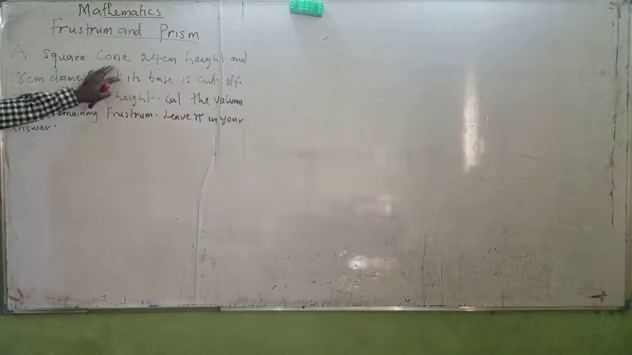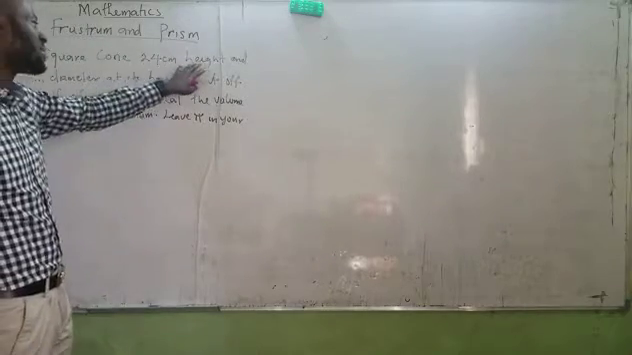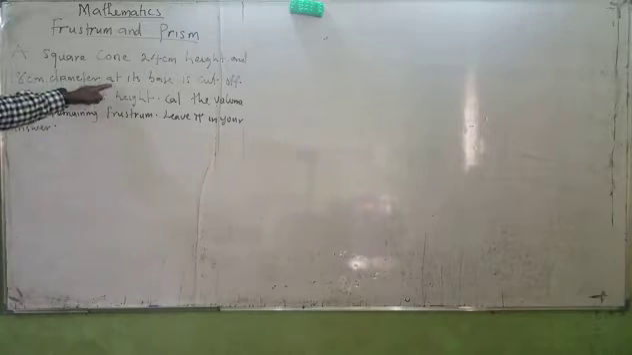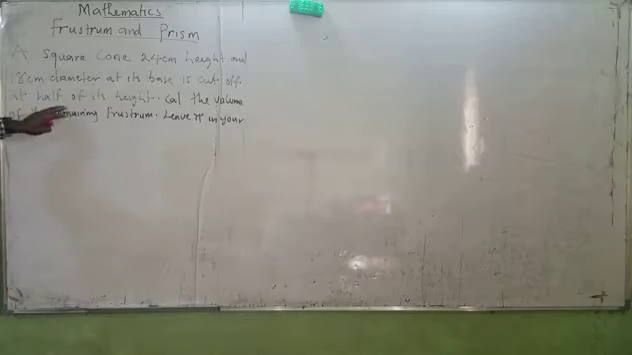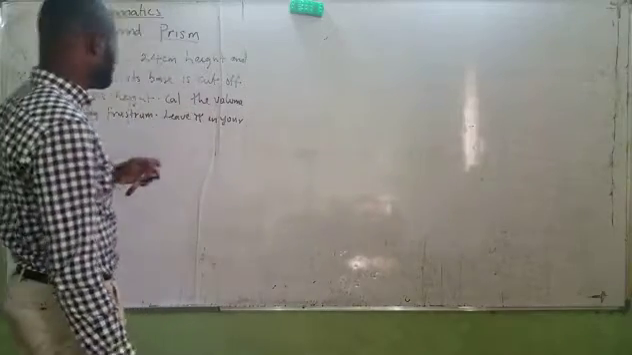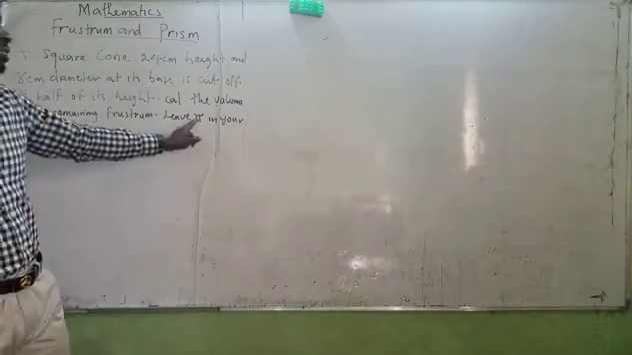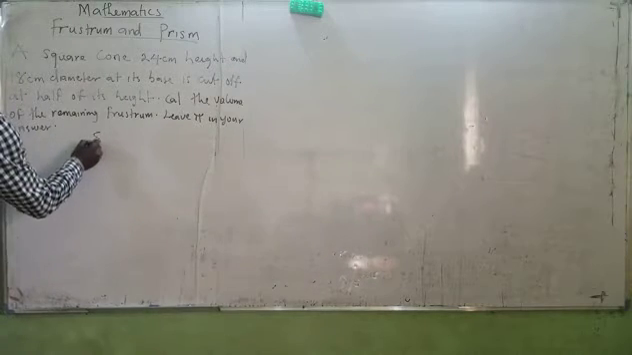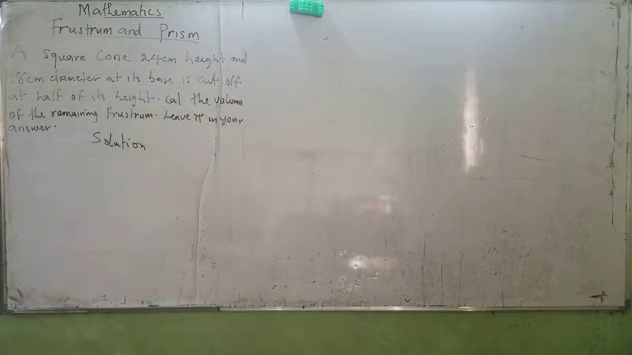A square cone, 24 centimeter height and 18 centimeter diameter at the base, is cut off at the half of the height. Calculate the volume of the remaining frustum. Leave pi in your answer. It's a very simple question. This is how it will come on that day, the day you will meet it.